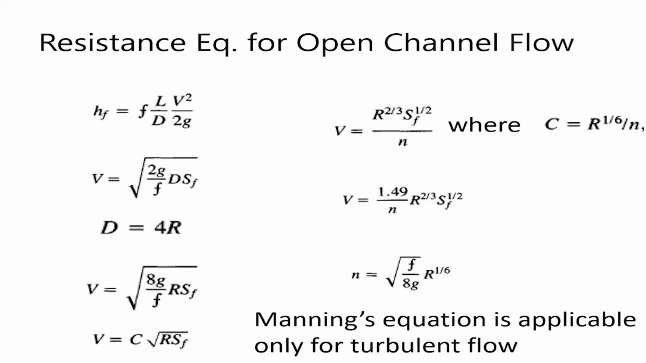Whenever flow is taking place in any open channel, there is energy loss. The energy loss or head loss is represented by HF. HF is equal to f L V square by 2 g D. This is the famous Darcy-Weisbach equation. Here f is the friction factor that depends upon the surface roughness. If surface roughness is very high, then the friction factor is very high. When the friction factor is very high, then the head loss will be very high.